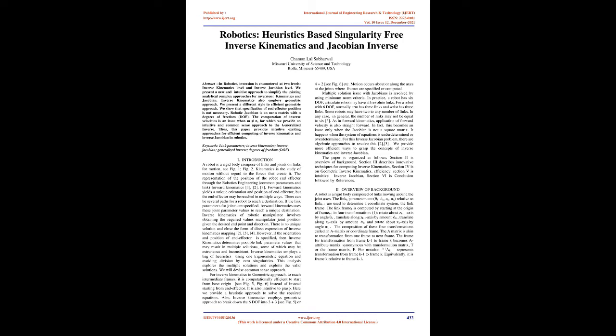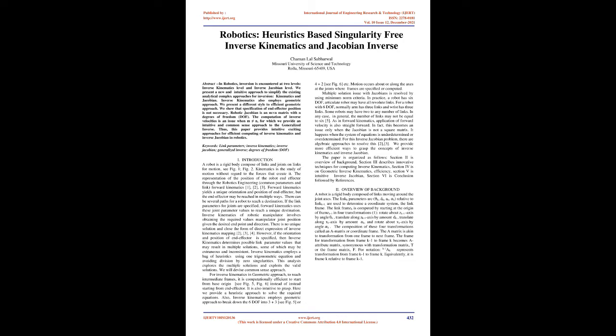If the link parameters for joints are specified, forward kinematics uses these joint parameter values to reach a unique destination. Inverse kinematics of a robotic manipulator involves obtaining the required manipulator joint positions given the desired endpoint and direction. There is no unique solution and no closed-form direct expression of the inverse kinematics mapping. However, if the orientation and position of the end effector are specified, then inverse kinematics determines possible link parameter values that may result in multiple solutions, some of which may be extraneous and inconsistent.